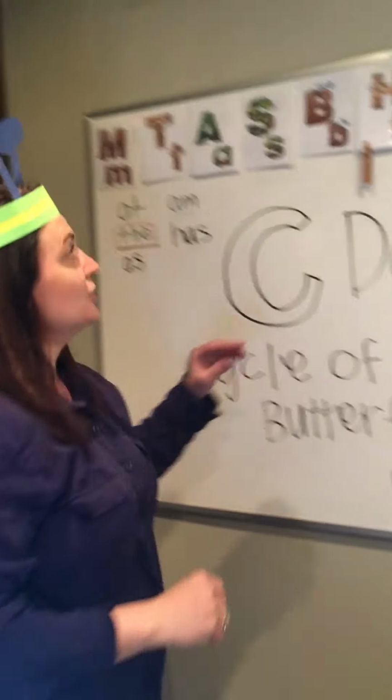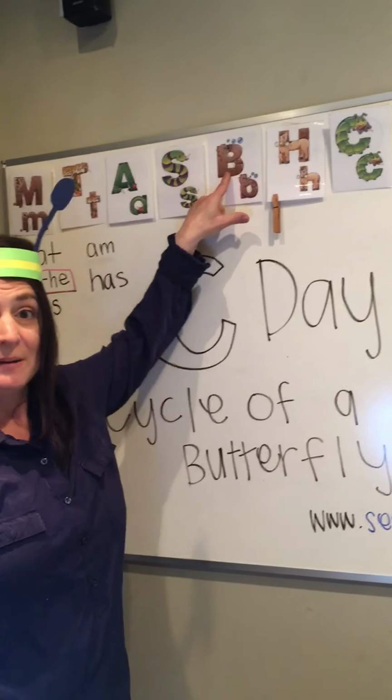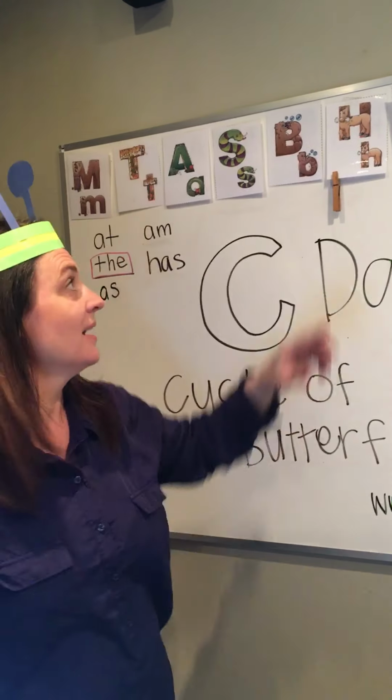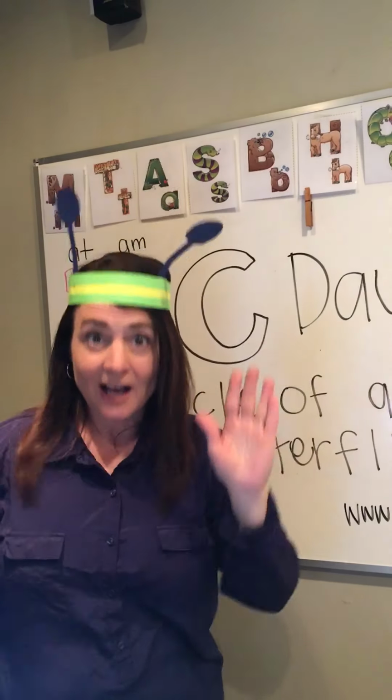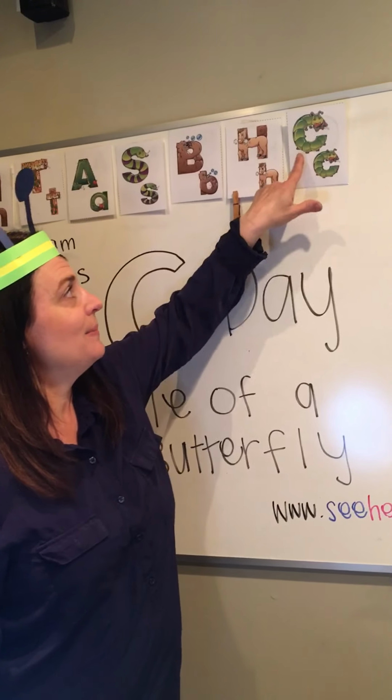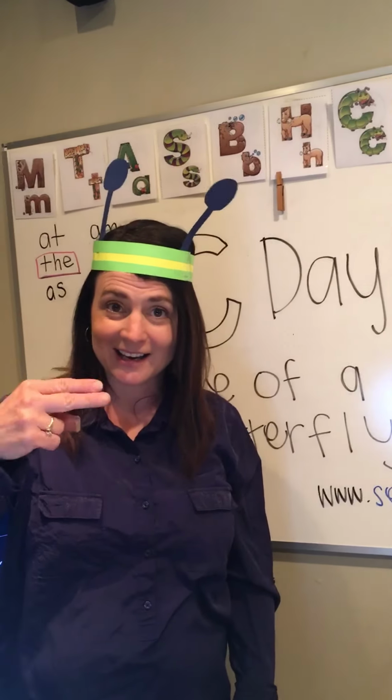Okay, so now let's review the letters we've talked about so far. Let's do the last three. Big B, little b, b, b, b. Big H, little h, ha, ha, ha. This is what we did today. Big C, little c, k, k, k.